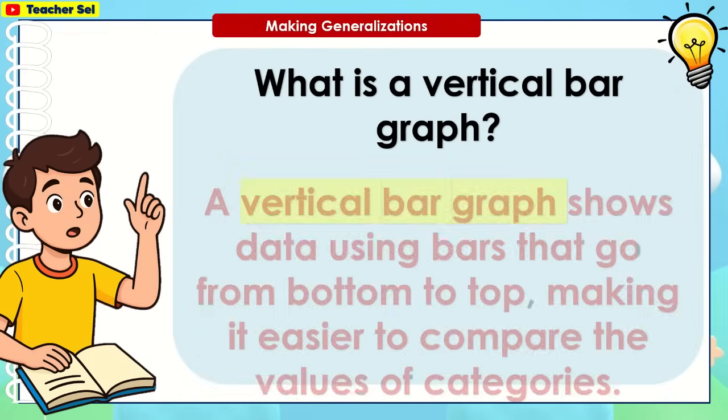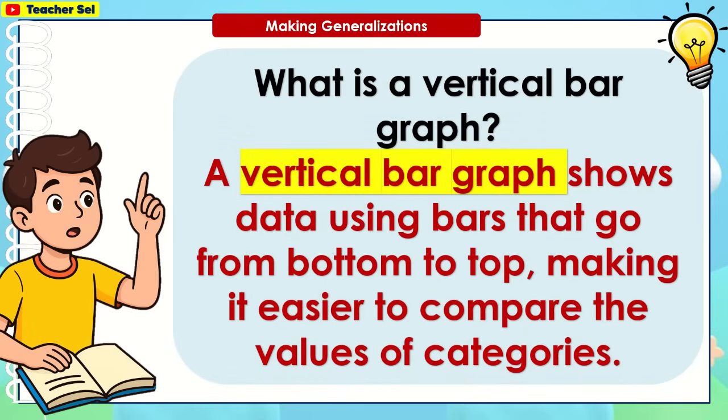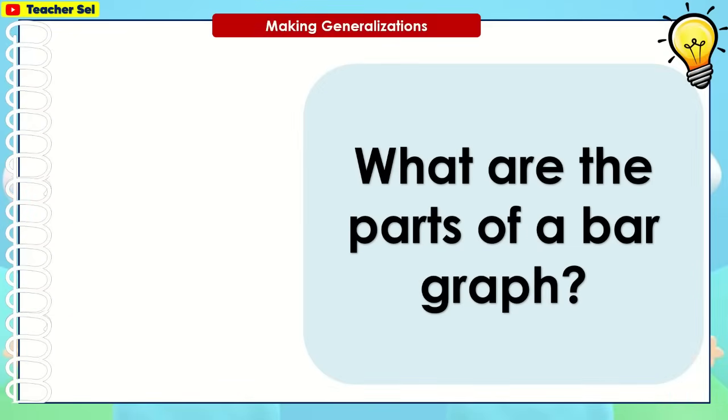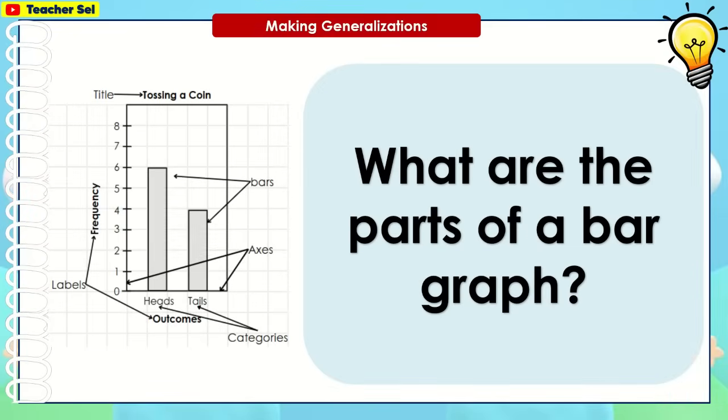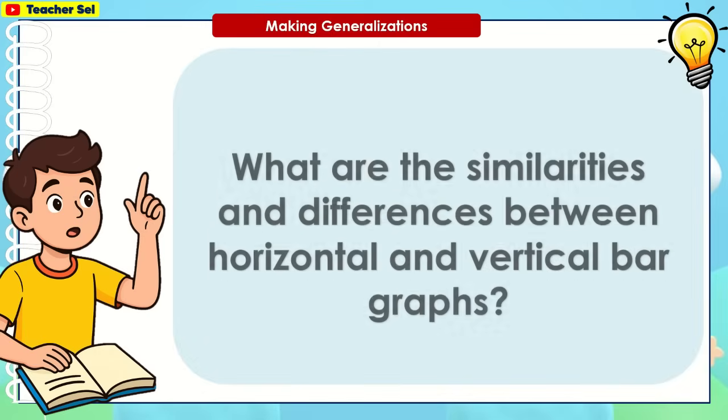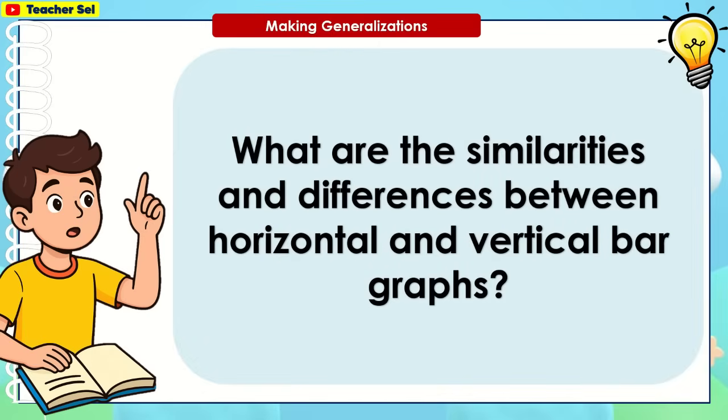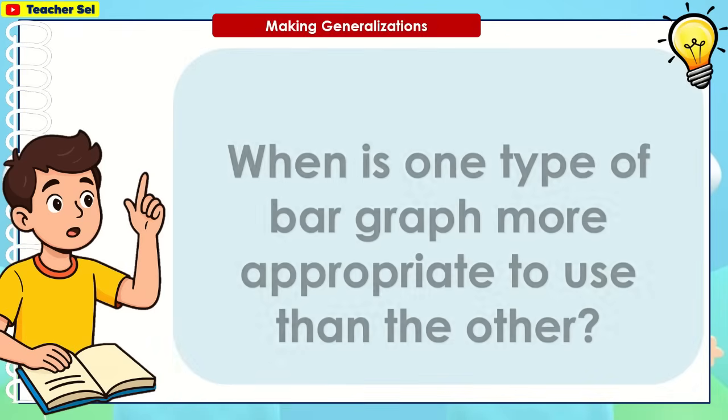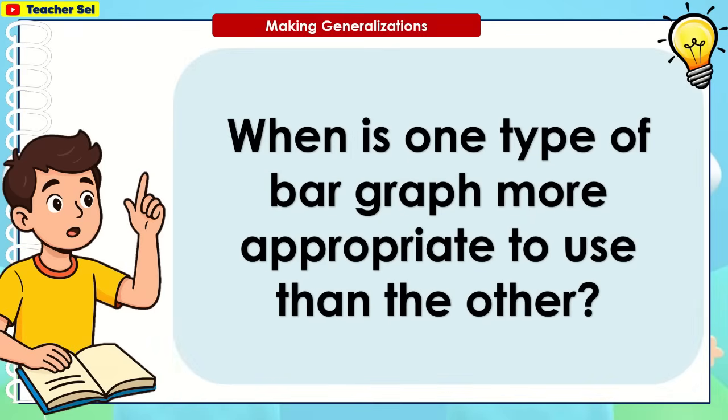What is a vertical bar graph? A vertical bar graph shows data using bars that go from bottom to top, making it easier to compare the values of categories. What are the parts of a bar graph? Its parts are title, labels, bars, axes, and categories. What are the similarities and differences between horizontal and vertical bar graphs? When is one type of bar graph more appropriate to use than the other?